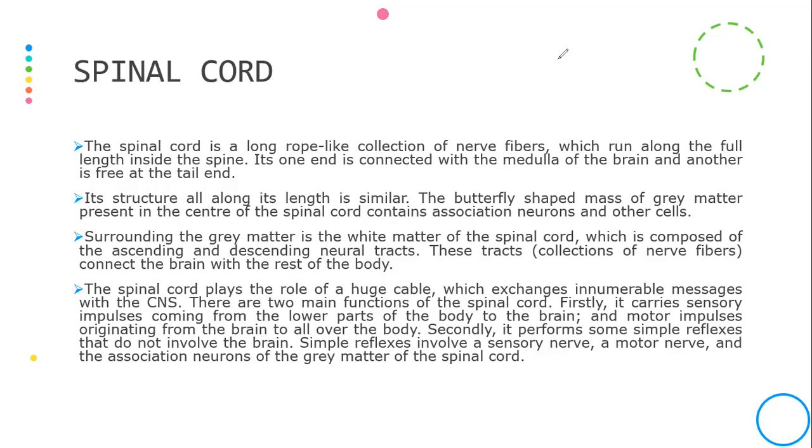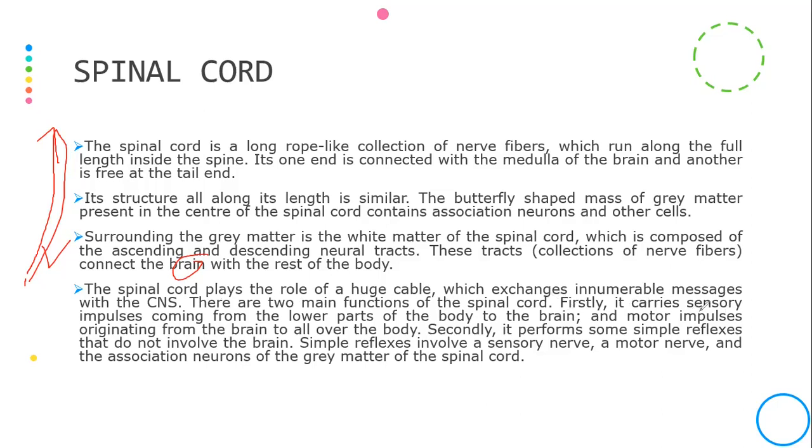Surrounding the gray matter is the white matter of the spinal cord, which is composed of ascending and descending neural tracts. These tracts, collections of nerve fibers, connect the brain with the rest of the body. That is, they move upside and downside. The spinal cord plays the role of a huge cable which exchanges innumerable messages with the central nervous system. There are two main functions of the spinal cord.